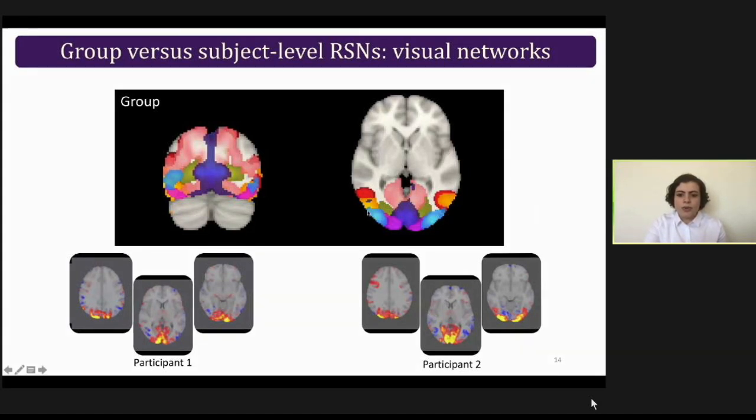And to look into a bit more detail, here are seven RSNs that we found in the visual cortex, different hierarchies of visual cortex, the group model on the top, and 3 examples of those at the bottom for 2 example subjects. By visual comparison between the 2 subjects, we can see qualitative differences between them.